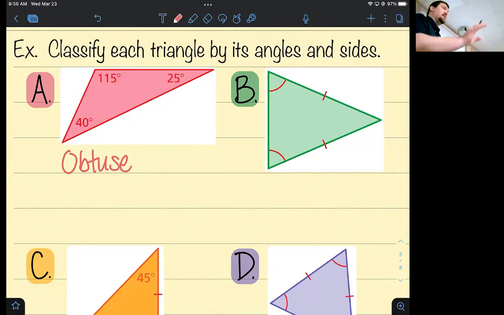So don't look at the acute angles. Instead, look to see if you can see a right angle or an obtuse angle. If you don't see a right angle or an obtuse angle, that means all 3 of them are acute, then you know it's an acute triangle.